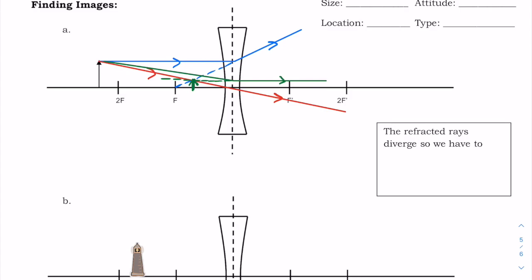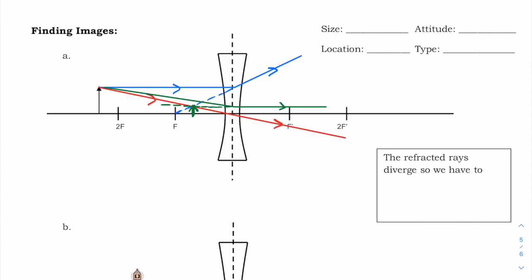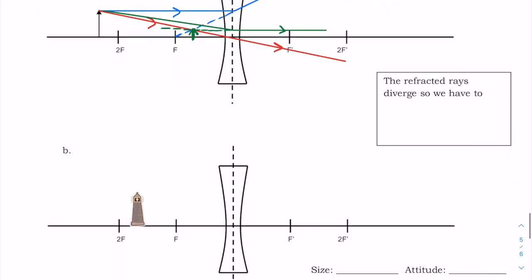So please draw an arrow where those three rays of light cross, and that'll be the location of our image, which we'll now characterize using SALT. So you can see that it's smaller, upright. As for the location, it's behind the lens. And this would be a virtual image. Okay, so just a little rule over here. Whenever we're finding images, the refracted rays diverge, so we have to trace back the virtual rays.